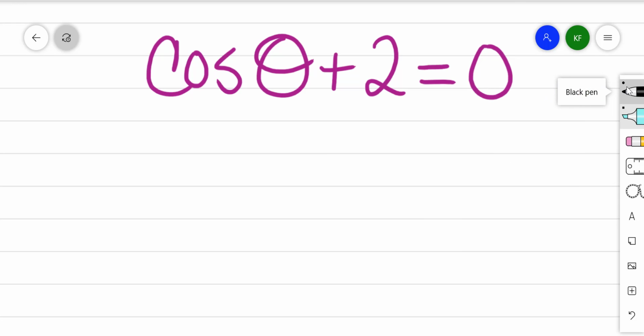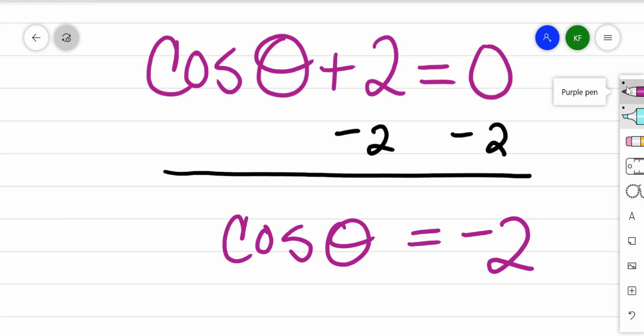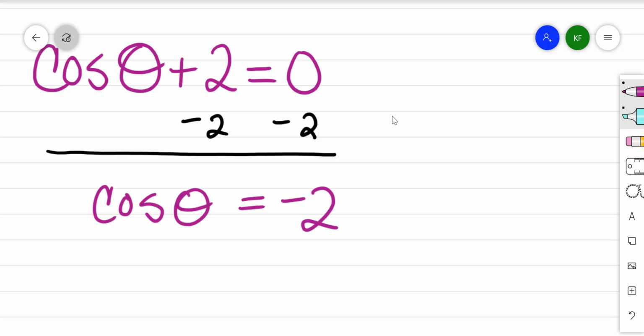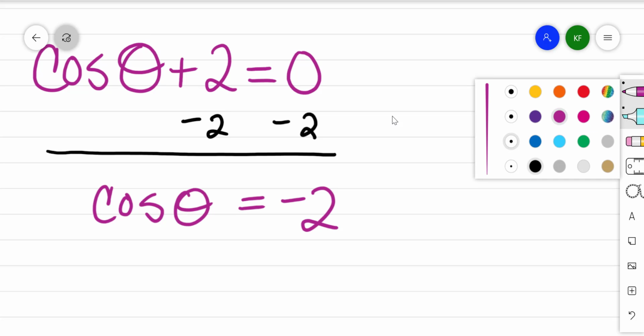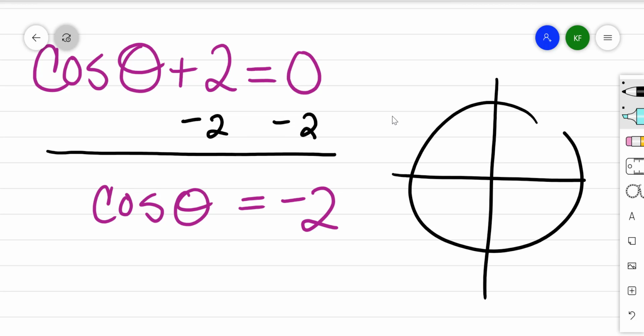Alrighty, now we're doing the other part here, so we're going to subtract 2 from both sides. Should feel okay. And then you get cosine theta is equal to negative 2. So now you're going to zip over to that unit circle, but here's what I want to show you. There are two ways I can show this to you. One is just straight up on the unit circle. You'll see what's going on here.